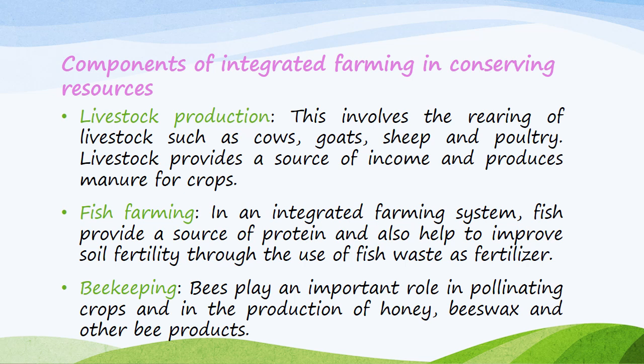Fish farming. In an integrated farming system, fish provide a source of protein and also help to improve soil fertility through the use of fish waste as fertilizer. Beekeeping. Bees play an important role in pollinating crops and in the production of honey, beeswax, and other bee products.